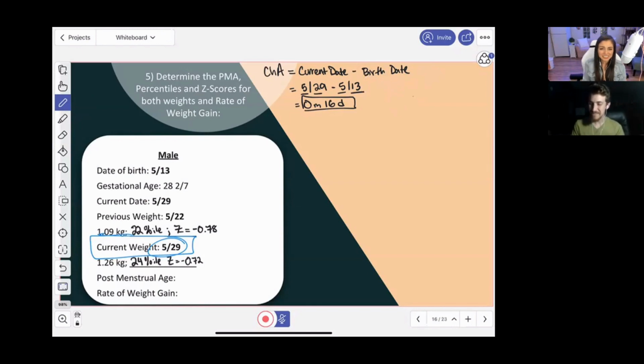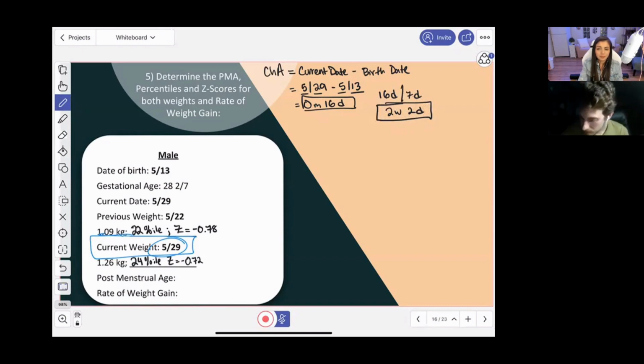Okay, so we have 16 days. That's our chronological age. We're going to take that 16 days and convert it into weeks and days, so we're going to divide it by 7 days. We want to think about it in weeks and days. We have 7 days in a week; 2 weeks is 14 days. So we have 2 weeks and 2 days. That is the actual chronological age in terms of weeks and days.